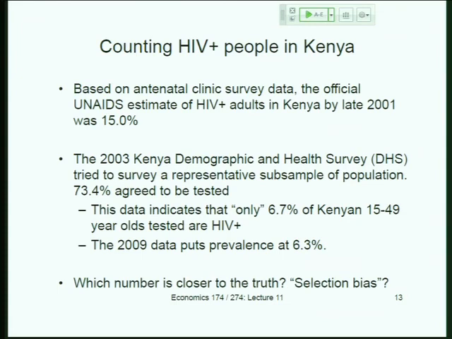How do response rates compare across countries? There's quite a bit of variation. By now, there have been these DHS surveys in many African countries. I don't have it here, but there is quite a bit of variation.